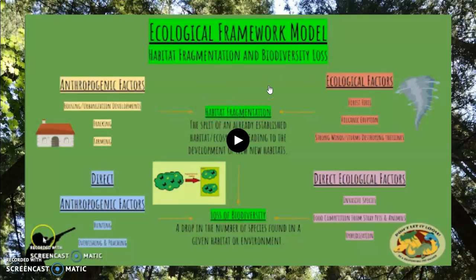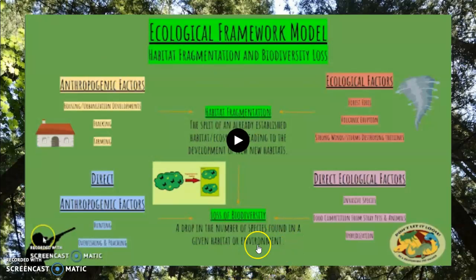This is my ecological framework model, and it covers habitat fragmentation and biodiversity loss. As you can see, some anthropogenic factors include housing and fracking, farming. Even farming is one thing that really stuck out to me. And that habitat fragmentation, that's caused by humans, and that leads to fragmentation, which ultimately falls under a loss of biodiversity. Now, direct anthropogenic factors that lead straight to a loss of biodiversity are like illegal hunting and poaching and overfishing in certain areas.